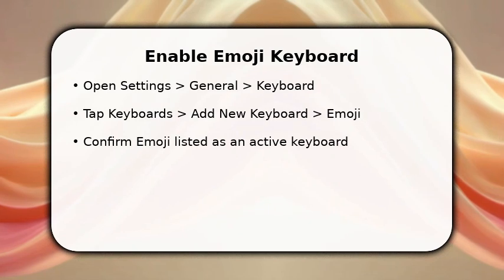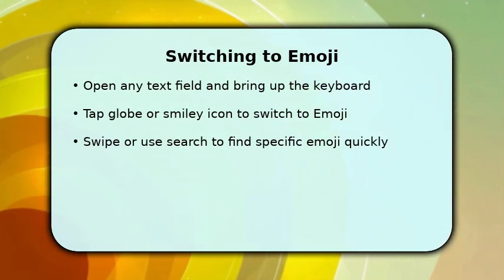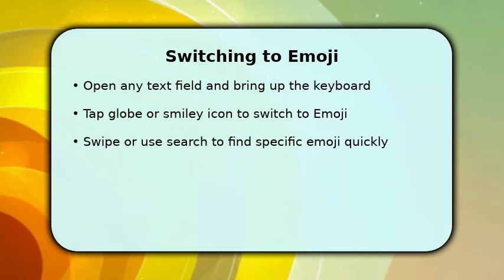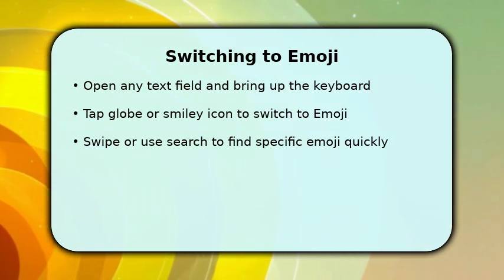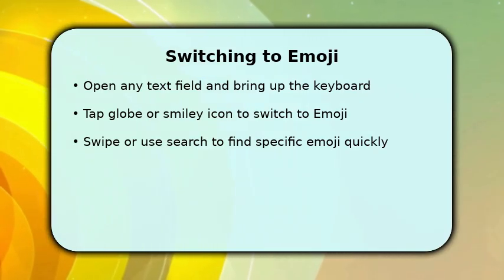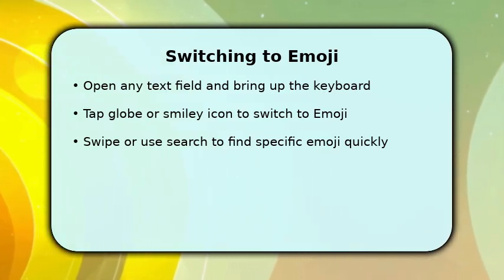You switch keyboards directly from any app's text field. Tap into a message or note to bring up the keyboard, then press the globe or smiley icon to toggle to emoji. It cycles through installed keyboards. Once in emoji mode, use the category bar or the search field to find the symbol you need. This saves time compared with scrolling.